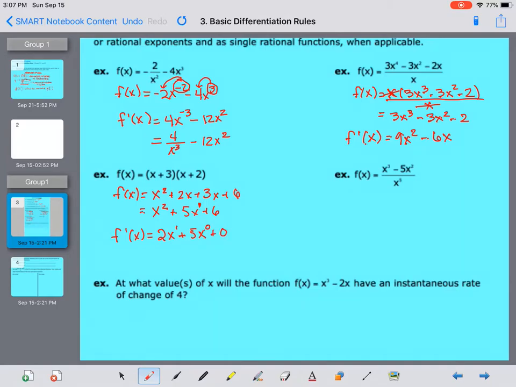Okay, so I'm just going to rewrite it real quick. So that 2x, I don't really need that 1 there. And then if we think about x to the 0 power, anything to the 0 power gives us a result of 1. Of course, with the exception of 0 itself. Okay, so then plus 5, and then we're done. And then the next one.